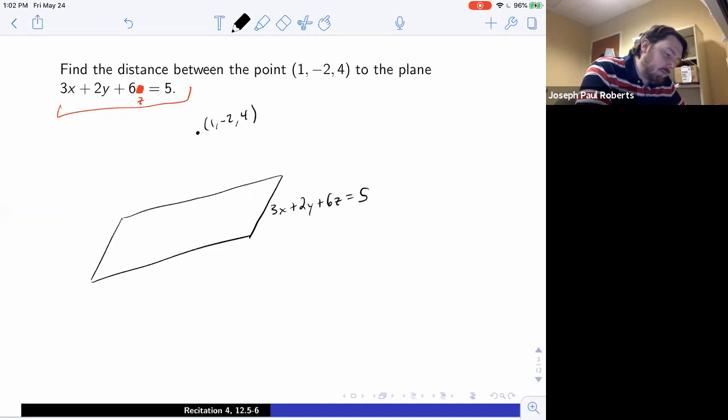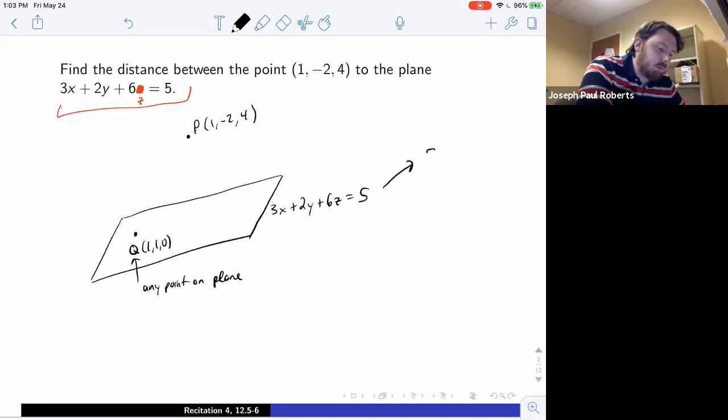And so the way we could do that is we could pick any point, and let's call this point P. That's point P. I'm going to pick point Q, which is any point on this plane. And so we just look at the equation and we pick any point that we want. I hate fractions. And so, for example, you could use 5/3, 0, 0, for example. That works, right? Because 3 times 5/3 plus 0 is going to be 5.